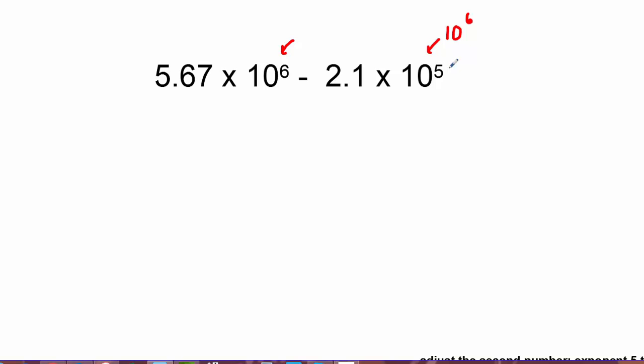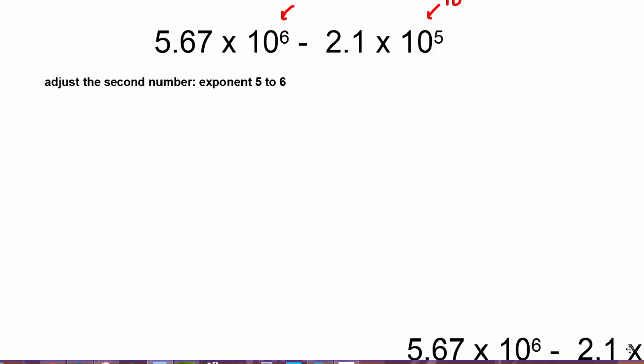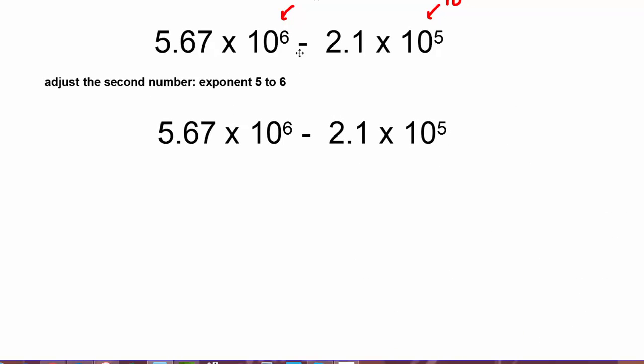So I'm going to start by adjusting the second number to be exponent 6 instead of exponent 5. So we'll go ahead and bring up our question. And let's think about how we do that. If I'm going to adjust the exponent on the second number to be larger, I'm going to be multiplying that by 10, or in other words, I'm going to raise the exponent by 1, which is equivalent to multiplying this number again by 10.